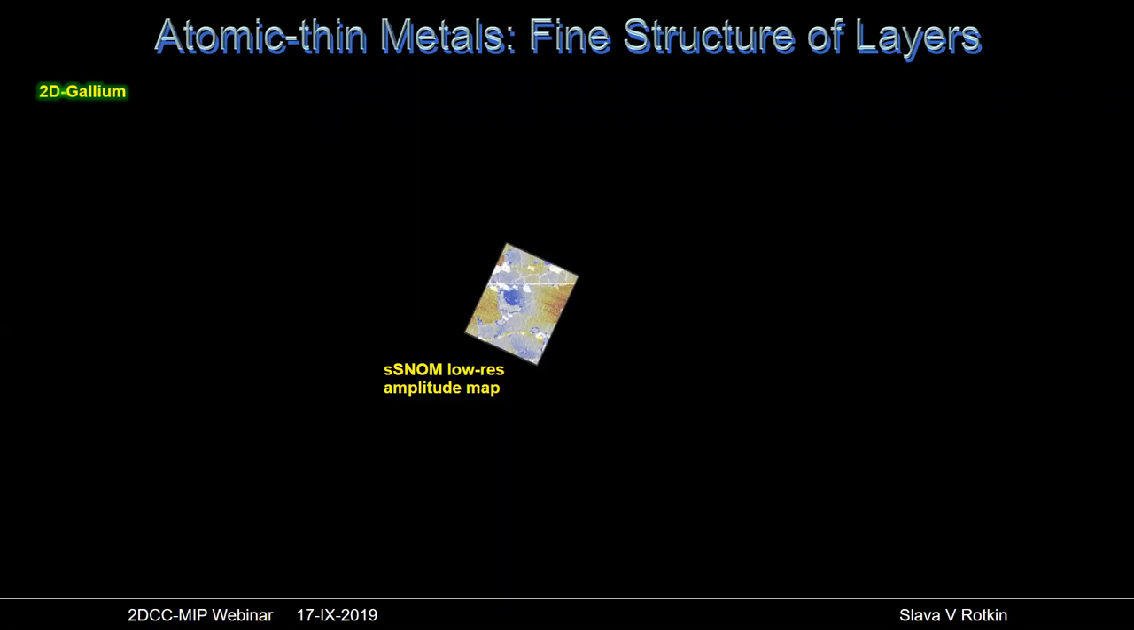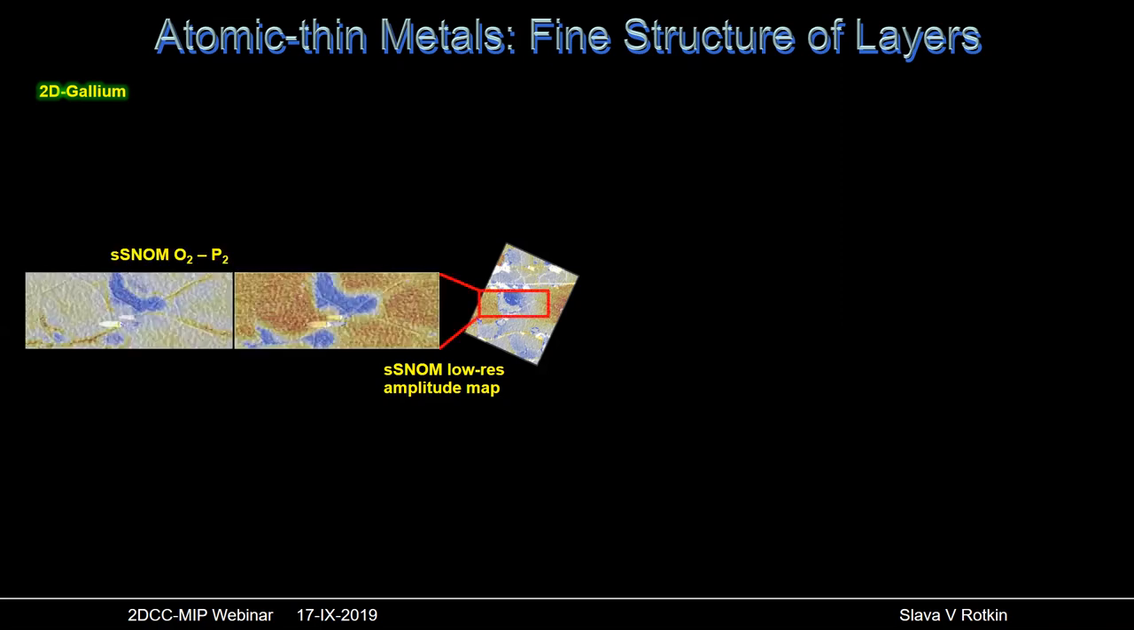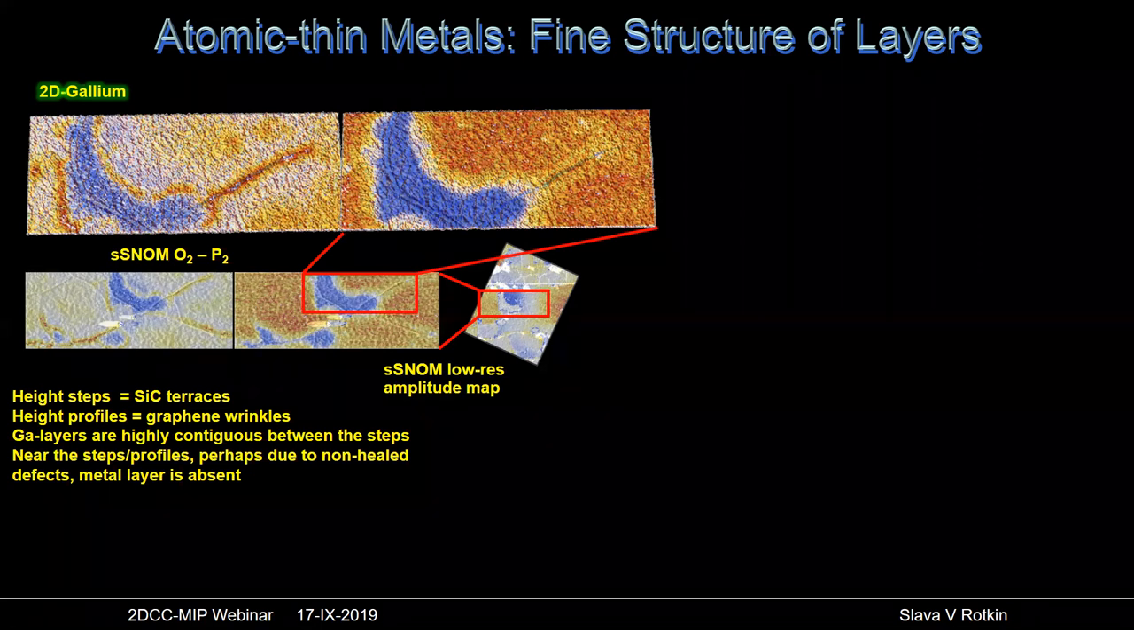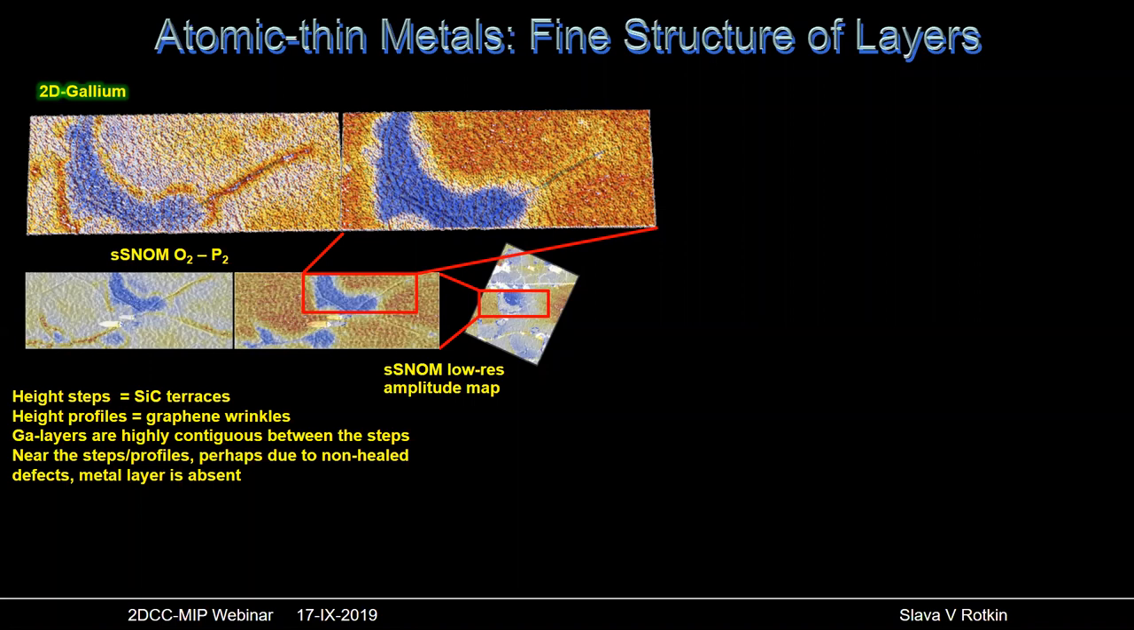So definitely there is some contrast. What we did here: you look at the amplitude of the second harmonic and the phase of the second harmonic, overlaid with the FM Z profile. You can see there are some areas with different contrast, and the high resolution mapping allowed us to understand that what we're seeing here is the area where the 2D metal for some reason did not form or disappeared later. Some of these areas are connected to the wrinkles of graphene, and some are connected to the terrace step edges of the silicon carbide.